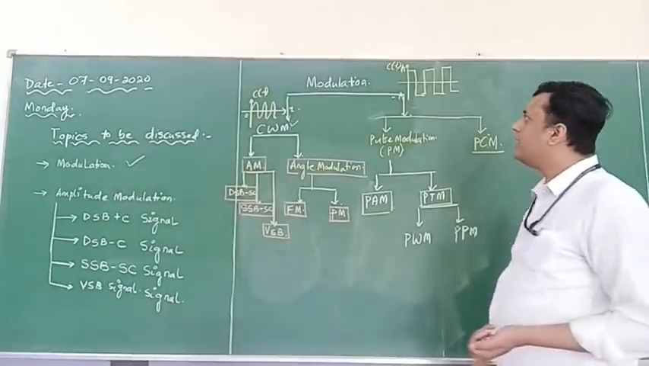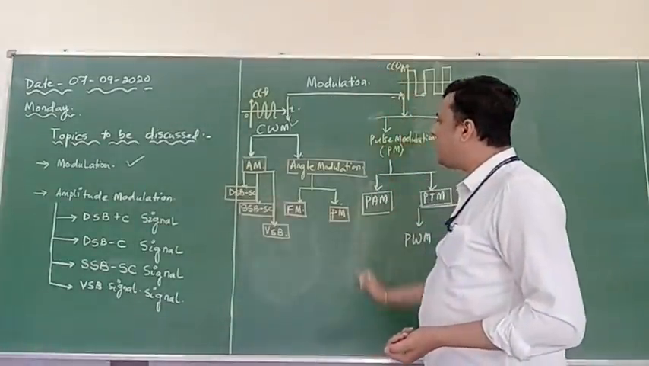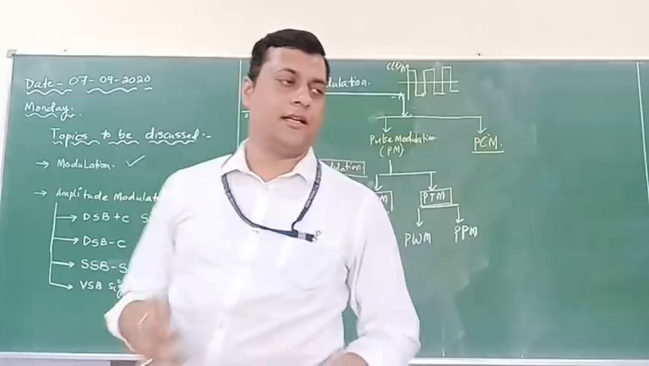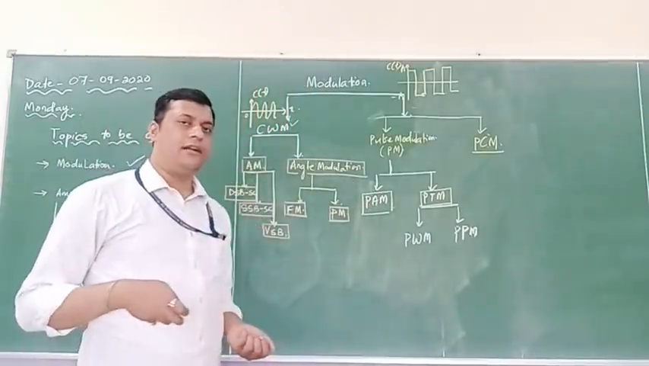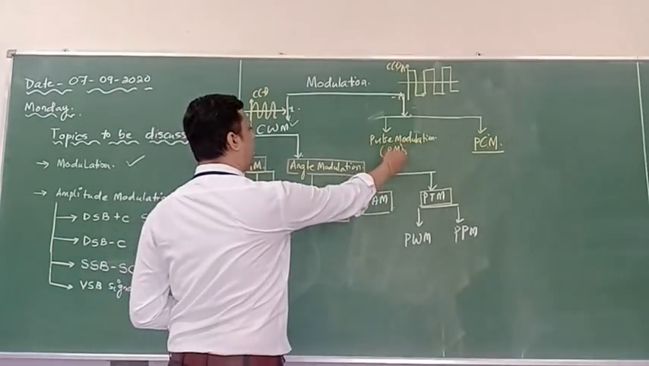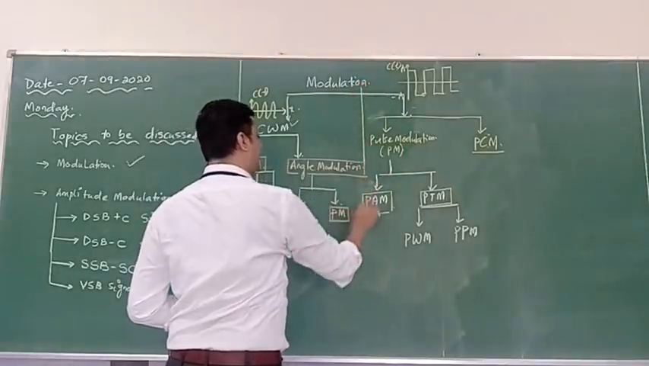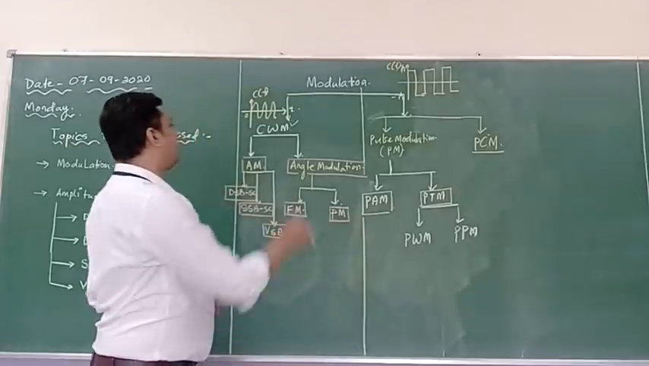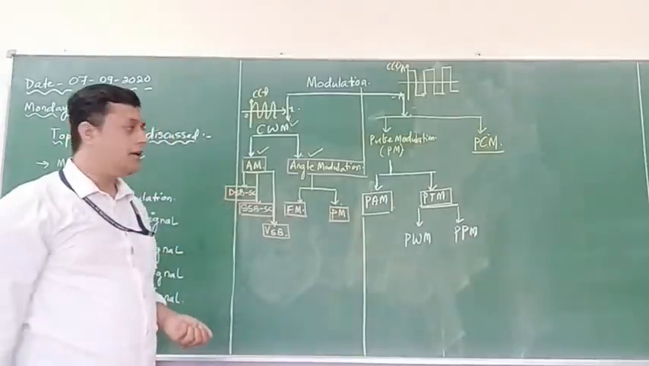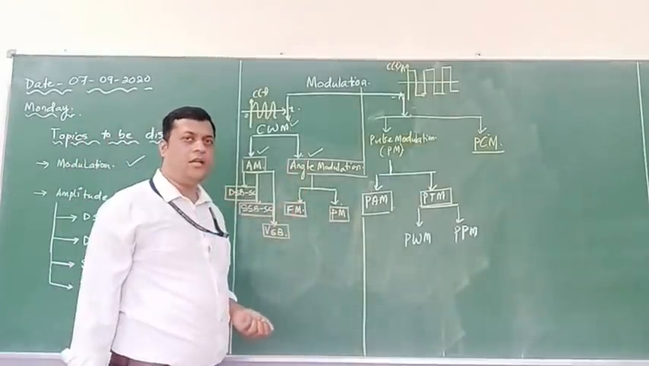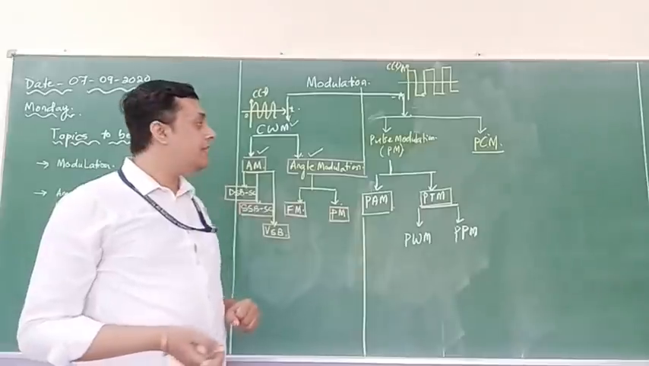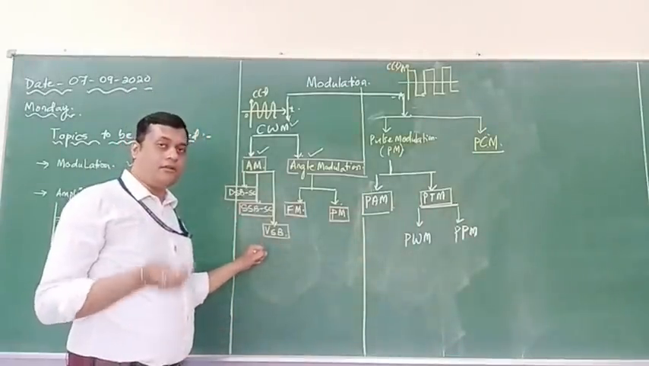For the time being, we are discussing the continuous signal, since we are dealing with amplitude modulation, angle modulation, and frequency modulation. Later on we will discuss pulse modulation. First of all, we will discuss this particular part. What is AM, what is angle modulation, how many types of AM and angle modulation are available, what are the characteristics of an AM signal and of an angle modulated signal. Depending upon that, each and every factor we are going to derive.